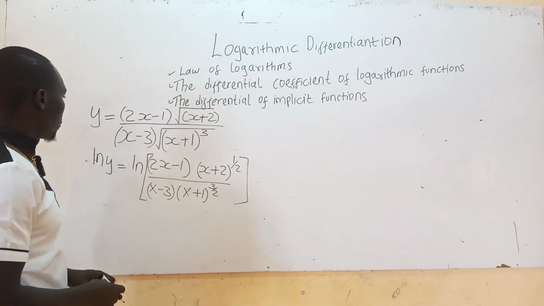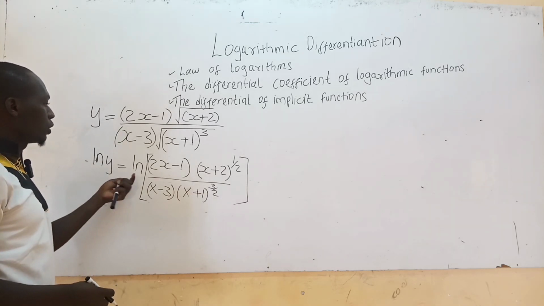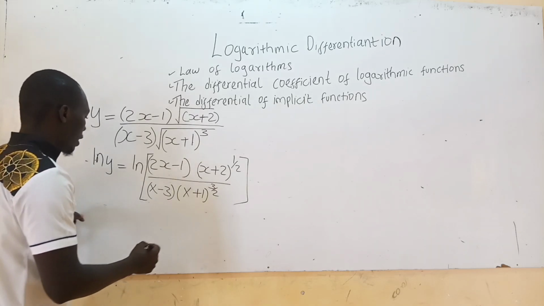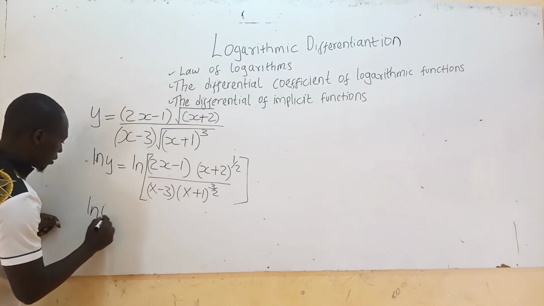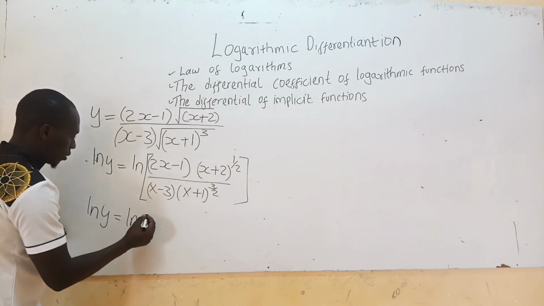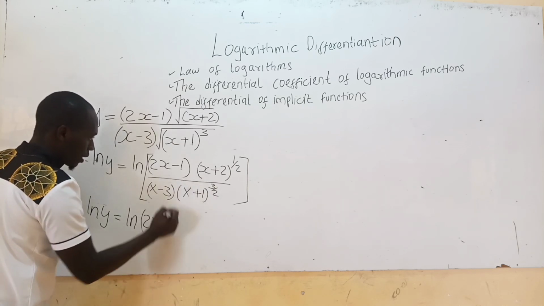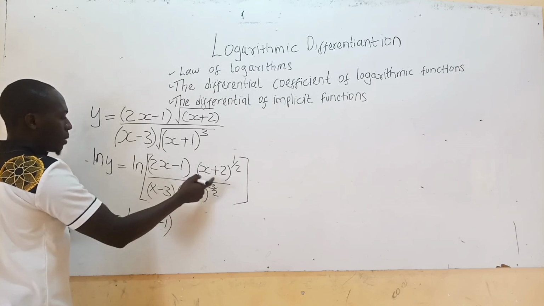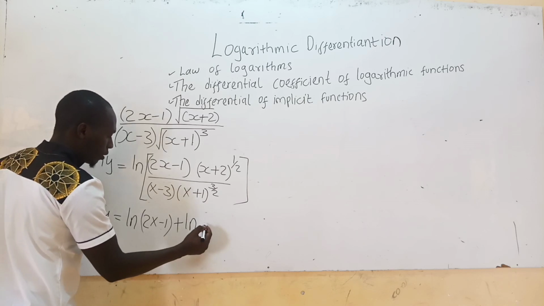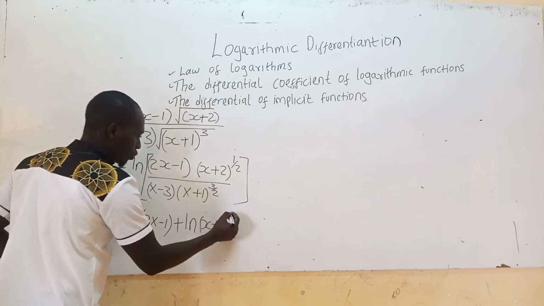So this is our first step. We introduce the natural logs on both sides, and by using the laws of logarithm, we are going to expand this one. So we will be having the natural log of y will be equals to the natural log of 2x minus 1. Since here we have a multiplication, we are going to have an addition of the natural log of x raised power.